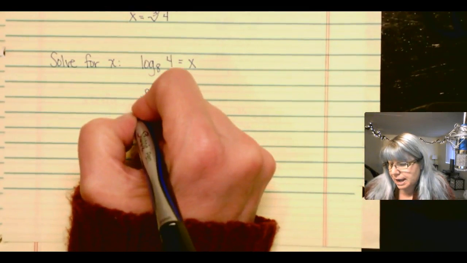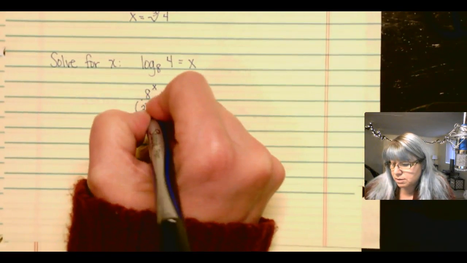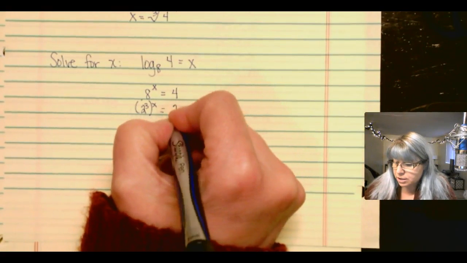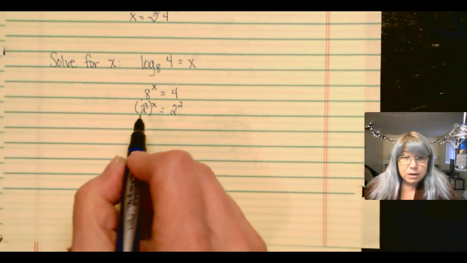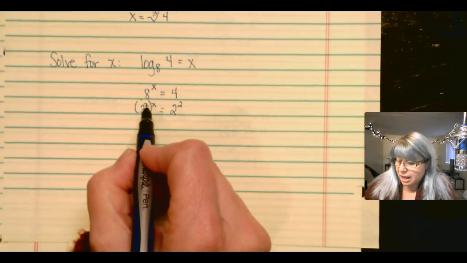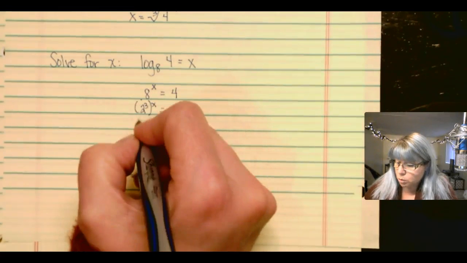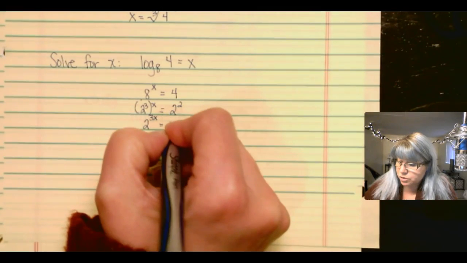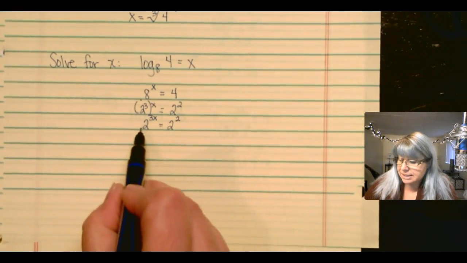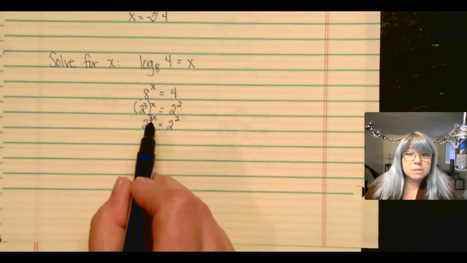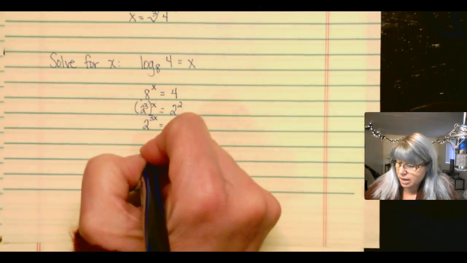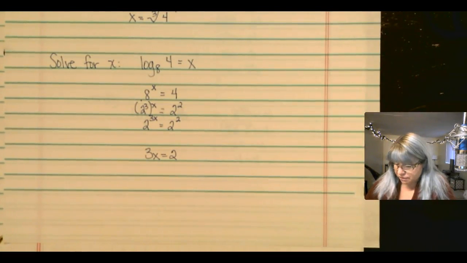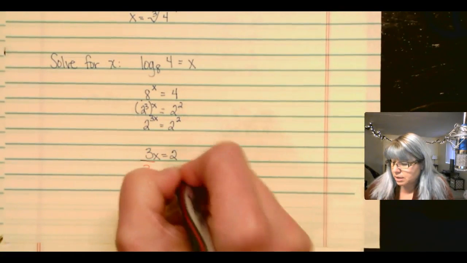8 can be rewritten as 2 cubed, all to the x power. 4 can be written as 2 squared. Now if you remember your exponential rules, I have a power raised to a power, so I multiply those together. I have 2 to the 3x equals 2 squared. Since the bases are the same, the powers must also be equal. So now my problem becomes 3x equals 2. And now I'm going to solve for x. Divide by 3, divide by 3.